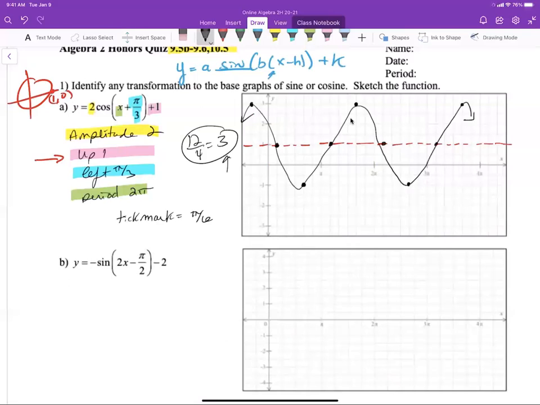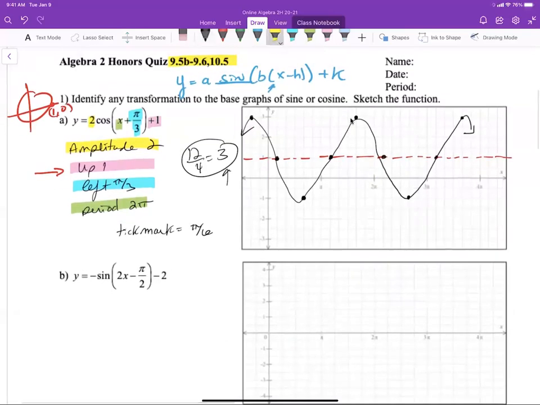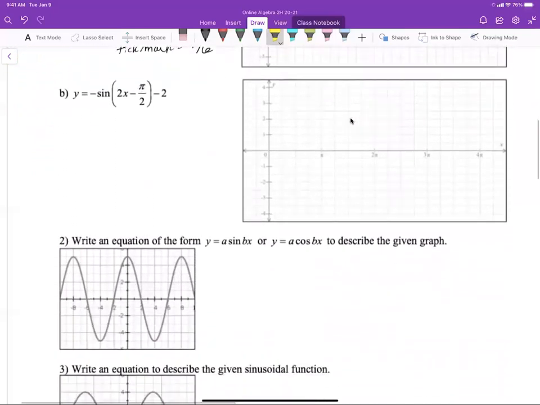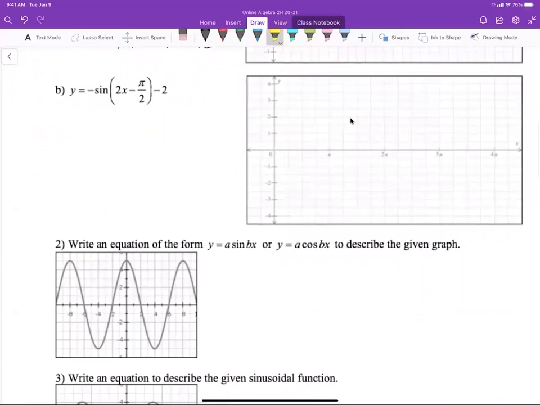All right, next one. Notice, again, if I have something that's multiplied by b, I need to factor it out so that I can get it into a format where I can quickly identify each one of my transformations. I need to factor out that 2. So y equals minus sine, and I'm going to factor out that 2. Factoring just means divide. So if I divide 2x by 2, I'm left with x. If I divide pi over 2 by 2, I'm left with pi over 4.